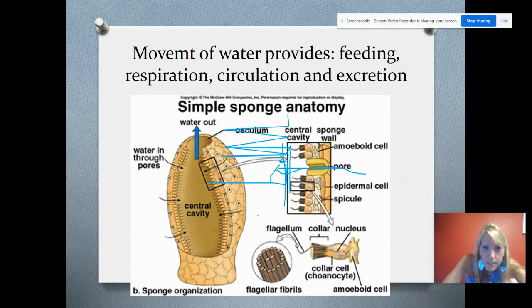So water goes in through the pore. This is called a central cavity. You know why? Because it's in the center and it's a cavity. And then the water goes up and out. So the central cavity's whole purpose is to let the water go up. There you go.